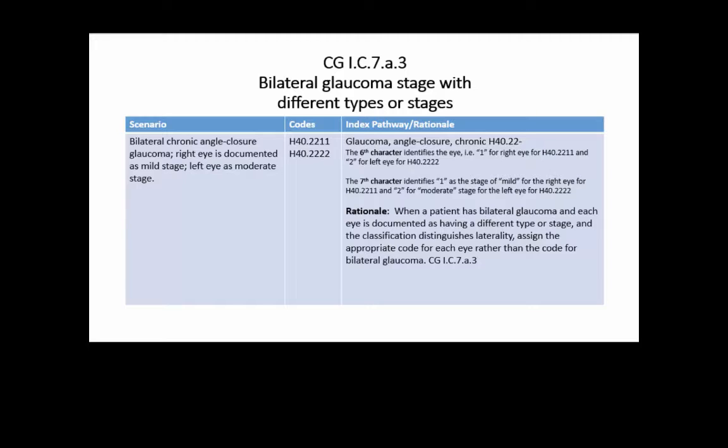So the guideline is when a patient has bilateral glaucoma and each eye is documented as having a different type or stage, and the classification distinguishes laterality, assign the appropriate code for each eye rather than the code for bilateral. And in this case, this particular code, H40.22, does provide for the coder to identify the eye with the sixth character, and the seventh character is the stage. And I have there how I assign the sixth and seventh characters.